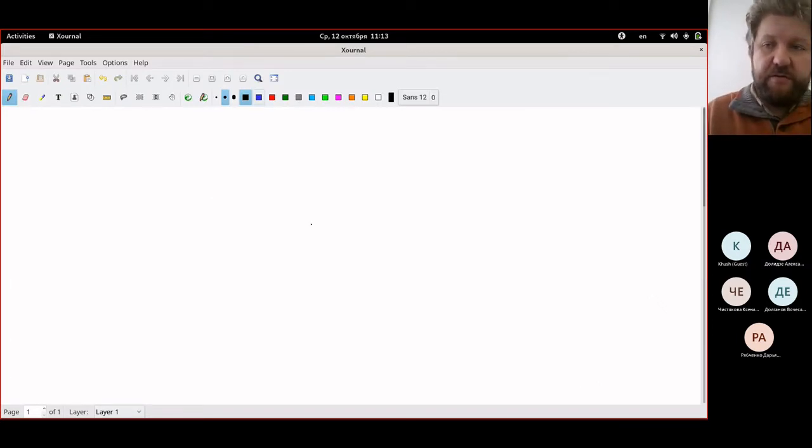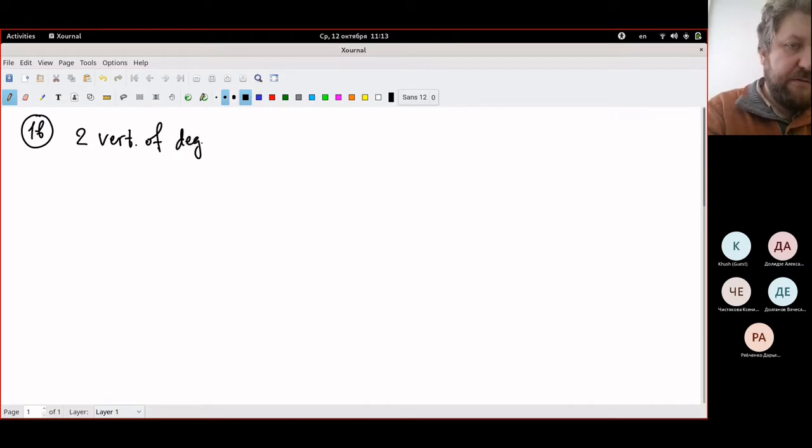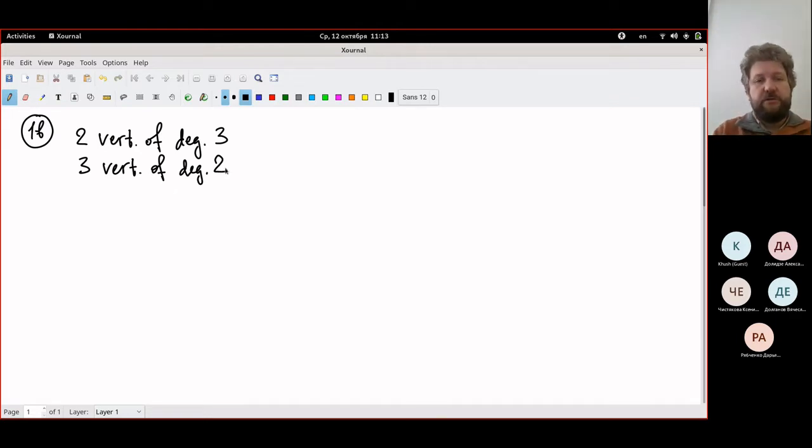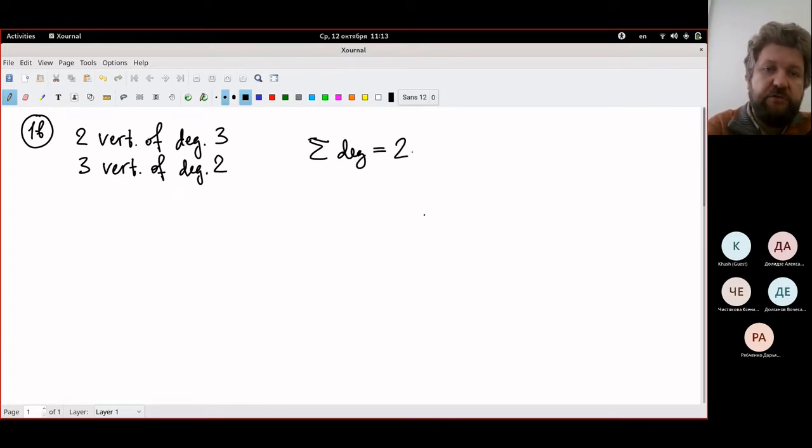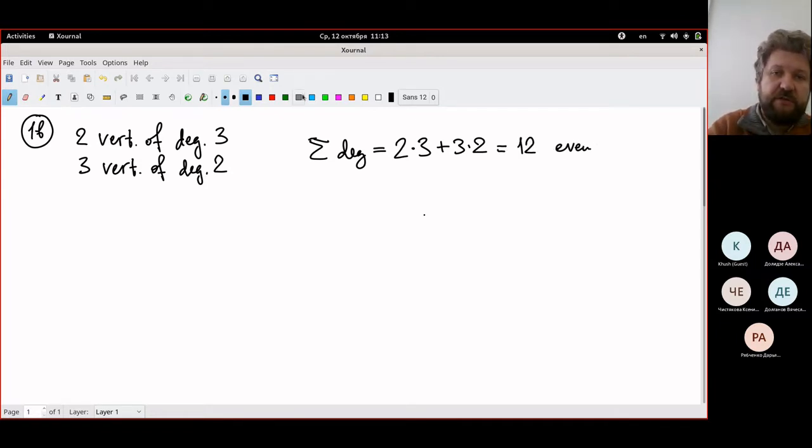In problem number 1B, we have two vertices of degree 3 and three vertices of degree 2. The sanity check here is that the sum of the degrees will be even, right? So the sum of the degrees here is 2 multiplied by 3 plus 3 multiplied by 2. This is going to be 12.